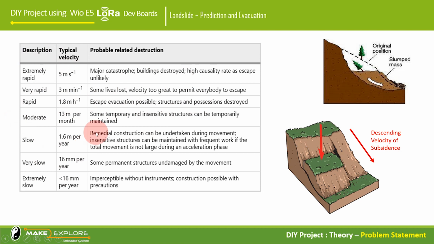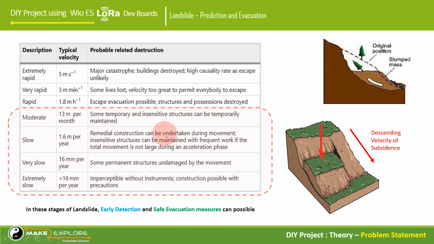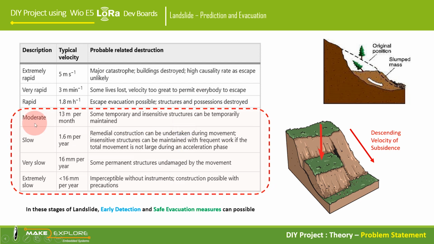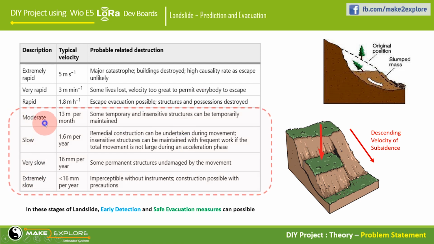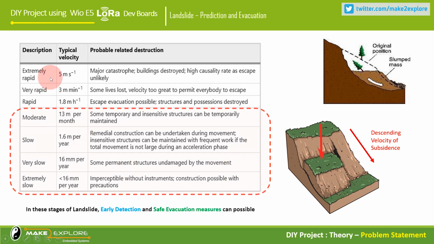Here in this table, different types of landslide events are categorized according to the descending velocity of mass or debris. So as per these stats, from the point of view of safe evacuation of people living in landslide-prone areas, these 4 landslide events can be easily early detected, and loss of lives can be avoided. Extremely slow, very slow, slow, and moderate movement landslides can be early detected before they enter into rapid and extremely rapid modes. So this was all about the problem statement.